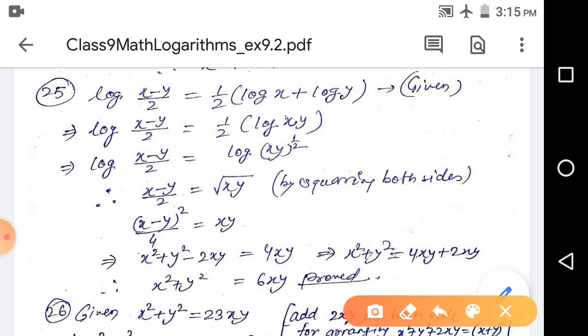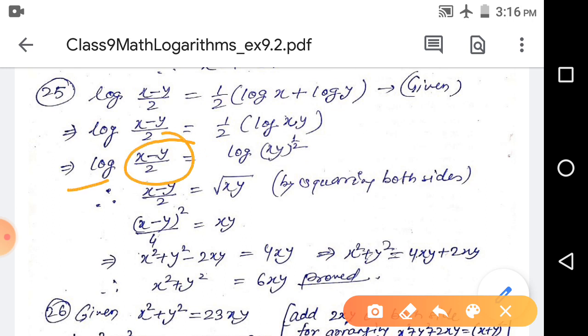Now again here in the RHS part we are using the power law. So this x into y is with the power 1 by 2, because here 1 by 2 is the multiple. Now we have log of (x y) to the power 1 by 2 as the RHS part, and in the LHS part, from the starting we have log of (x minus y) by 2.